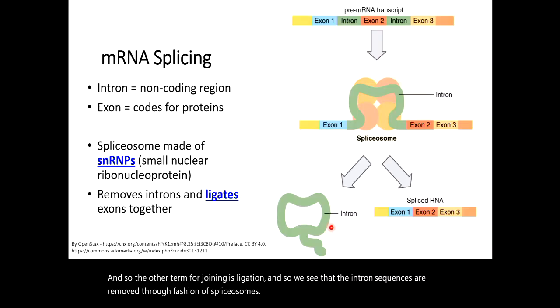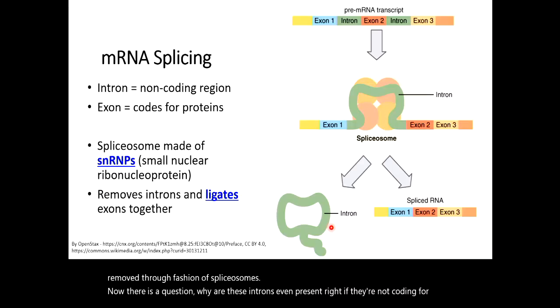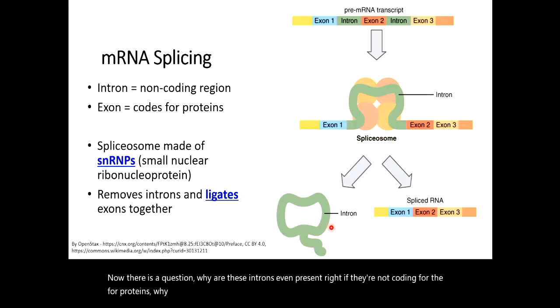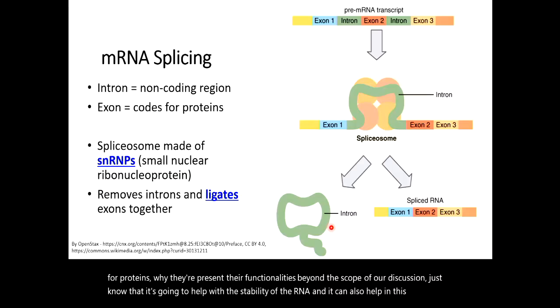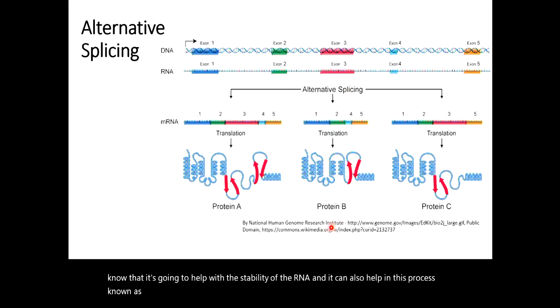Now there's a question: why are these introns even present? If they're not coding for proteins, why are they present? Their functionality is beyond the scope of our discussion. Just know that they help with the stability of the RNA, and they can also help in a process known as alternative splicing, where only some exons may be present in an mRNA transcript.